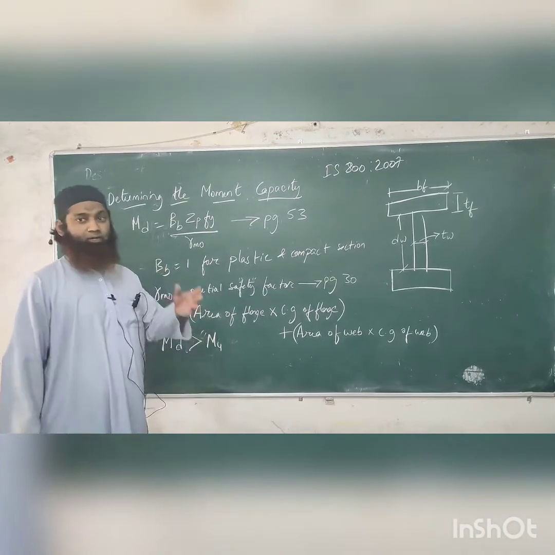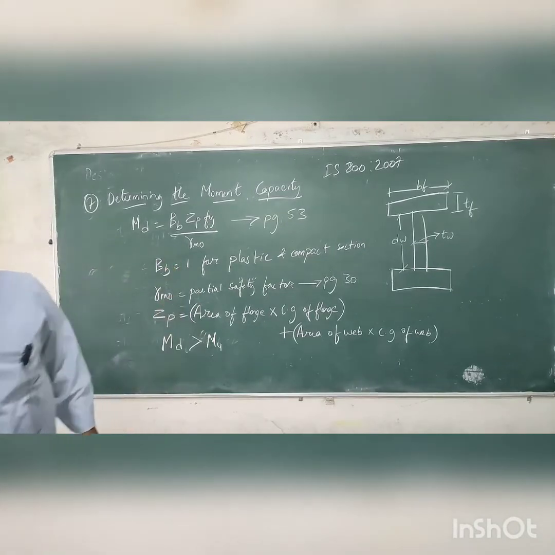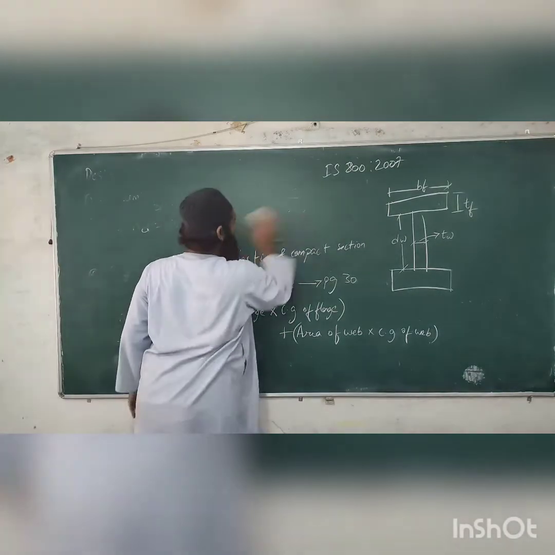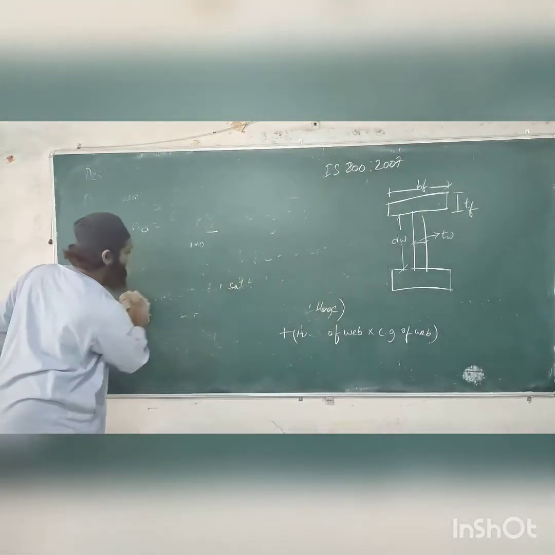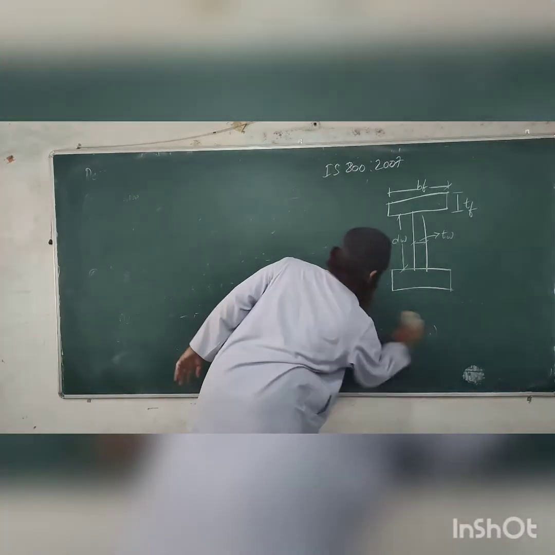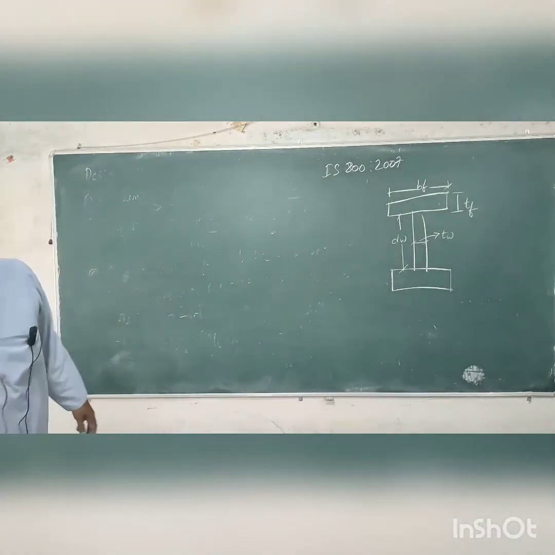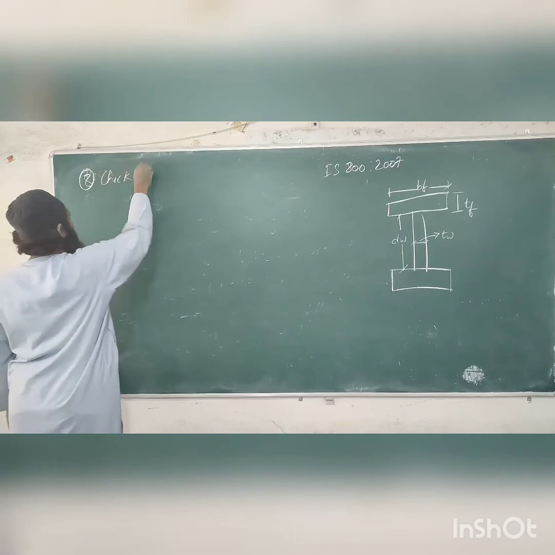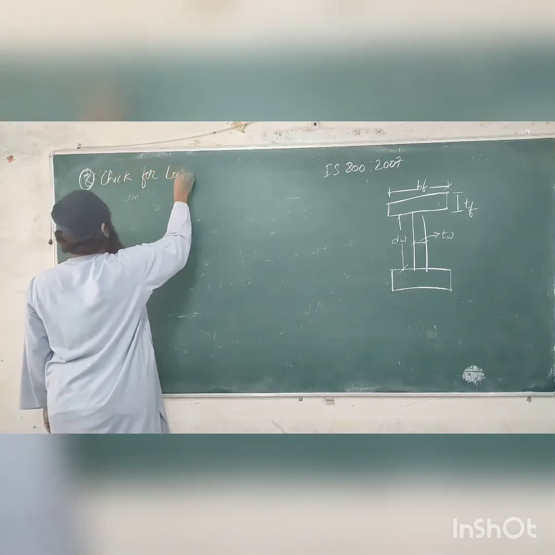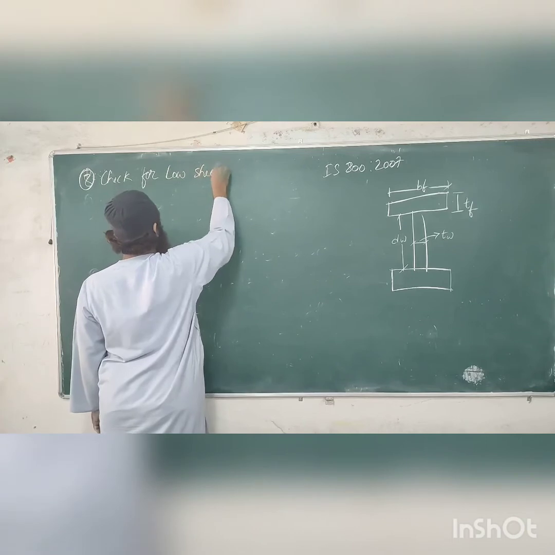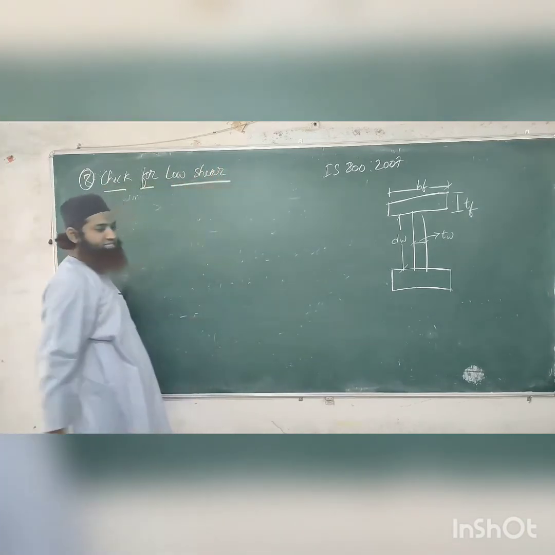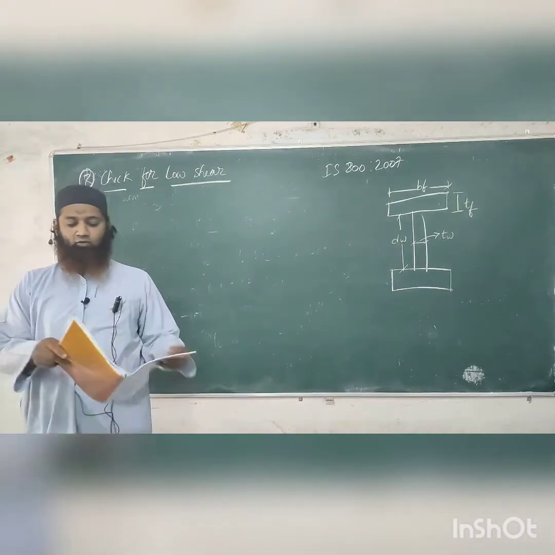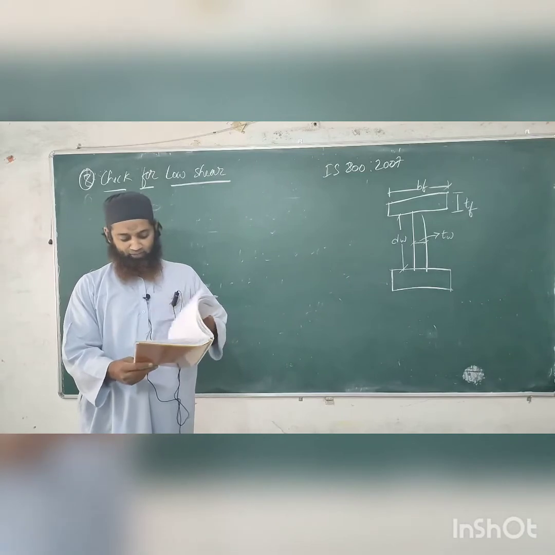Step 7. Next step, now we have determined the moment capacity. We'll have to check for low shear or high shear here. Let's see the step 8, what we'll have to do here now. Now again this step, it is given in page 53. If you open page 53, a clause has been given here.